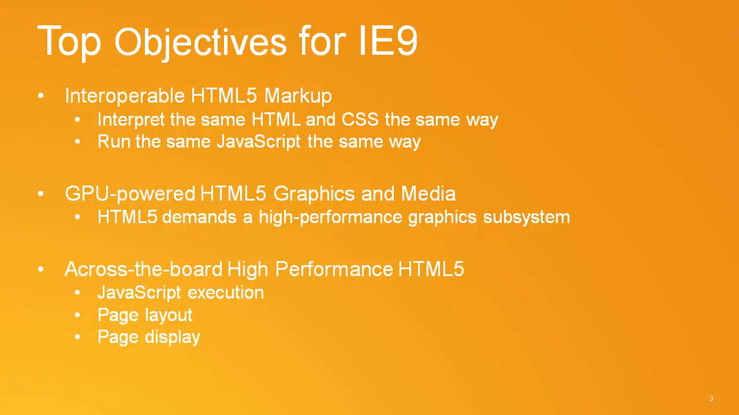The second set is focused on GPU-powered HTML5 graphics and media. That means that Internet Explorer 9 is going to take advantage of all the power available in your computer to improve the user experience. That means that all of the rendering is going to be happening at a graphic processor level and not on the CPU as most of the browsers do today. And third, we're going to be focusing on across-the-board high-performance HTML, and this we can point out in JavaScript execution through a new JavaScript engine called Chakra, on an improved page layout and improved page display, and this thanks to all of these hardware enhancement capabilities.